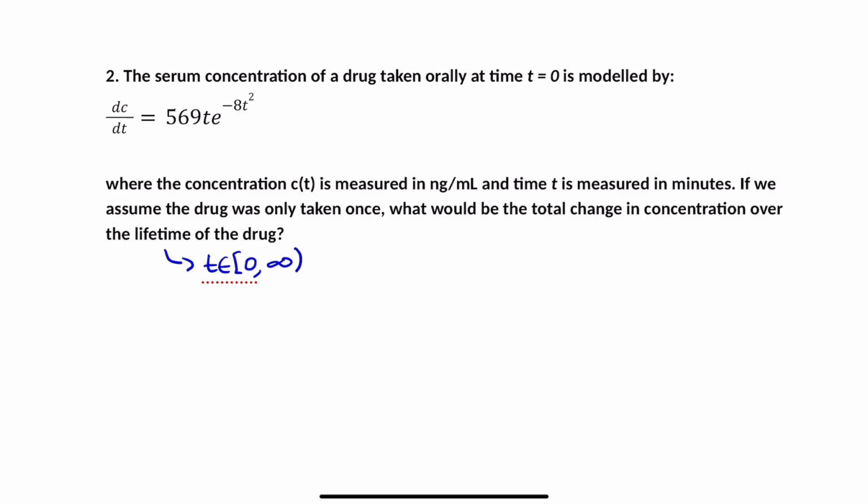And then we know that the concentration is in nanograms per milliliter. And we can represent that as dC, which is going to be small changes in concentration, which is in nanograms per milliliter. And in this equation, we have concentration divided by time. So this is simply just nanograms per milliliter per minute.